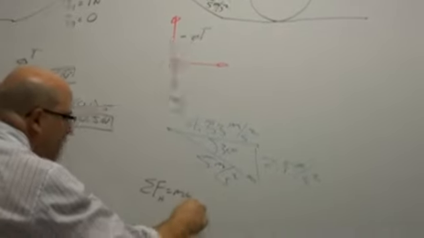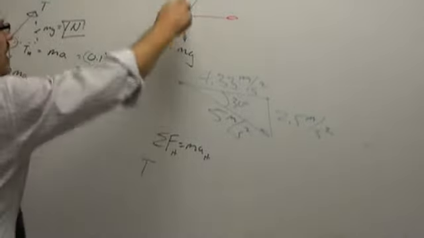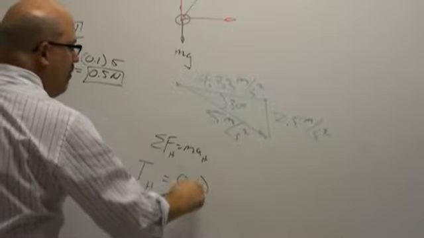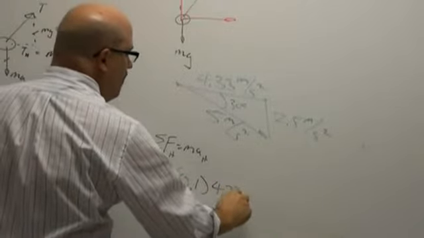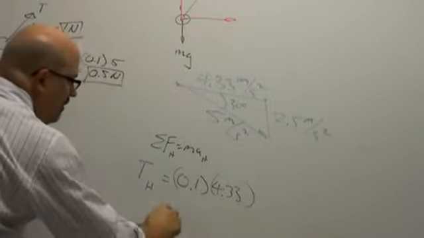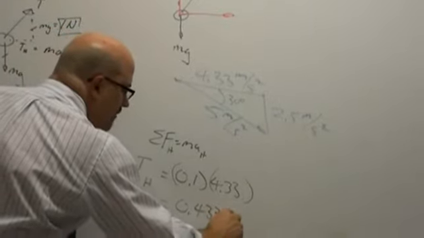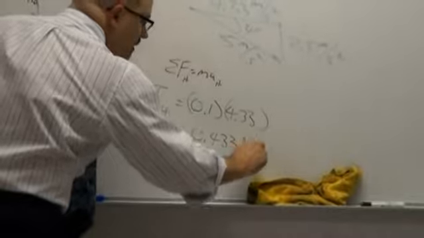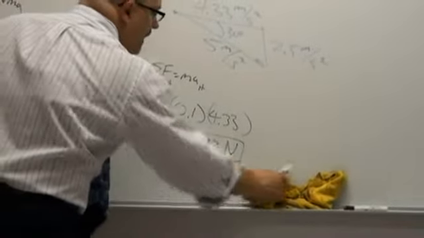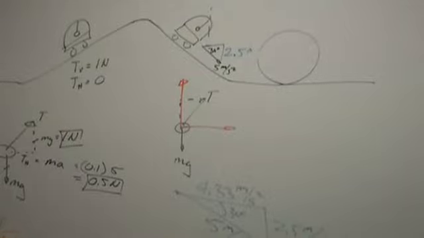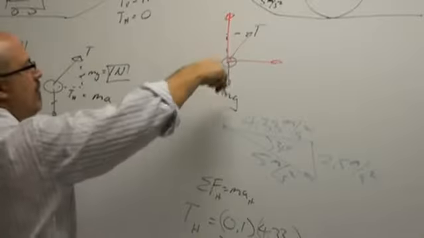In the horizontal direction, I've got only one force, this tension horizontal. And that equals the mass, 0.1, times its acceleration, 4.33. So you end up with 0.433 as your tension in the horizontal. And in the vertical, it's a little harder. Tension vertical. You've got one up and one down.